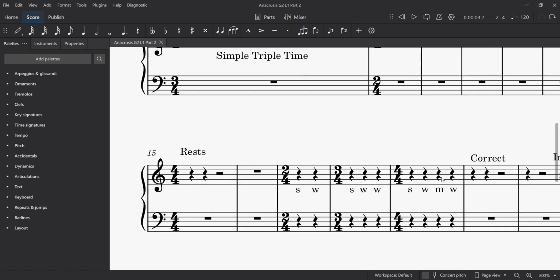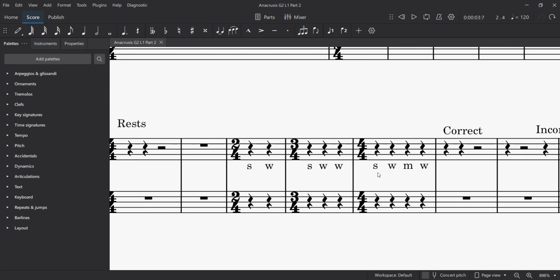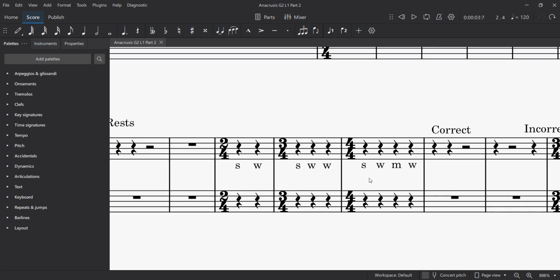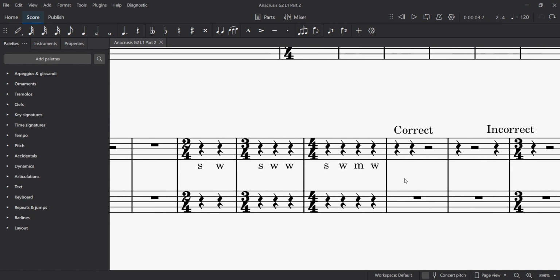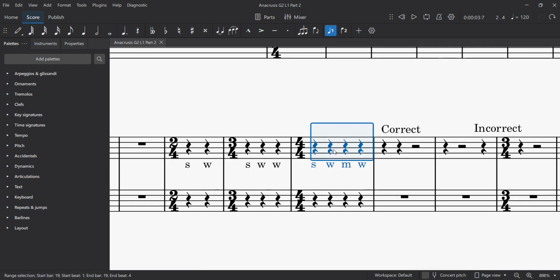For example, in a 2/4 bar, the strong beat is always on the first note of the bar, followed by a weak beat. In 3/4, the stress is placed on the first note of the bar again, but the stresses follow the pattern strong, weak, weak, like a ballroom dance. In 4/4 time, the stresses are strong, weak, medium, weak. The third beat is also strong, but not as much as the first note.